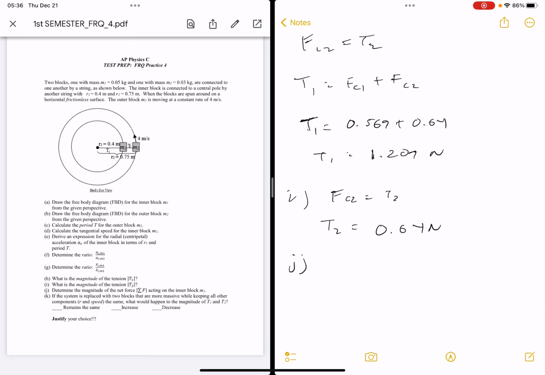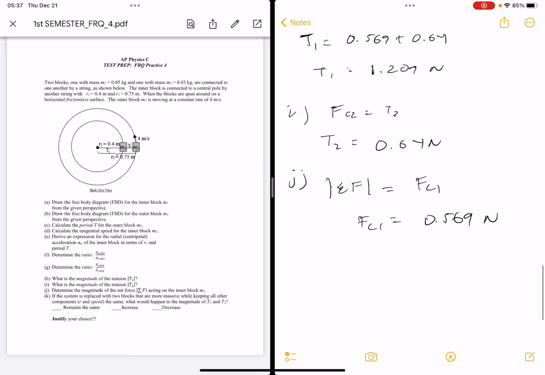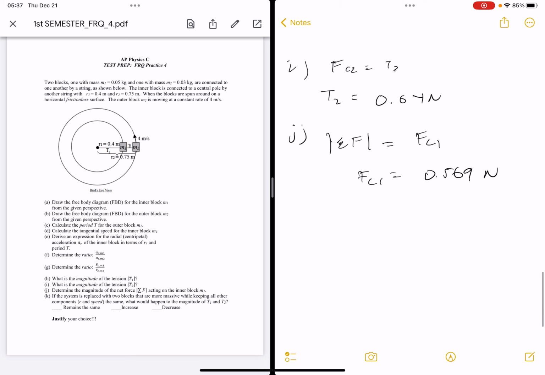Net force of the inner block, the magnitude, we know that it's just FC1, and FC1 we know equals 0.569. J, oh, this is K. Lastly is K.